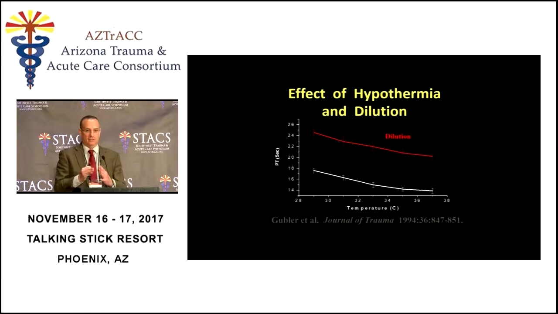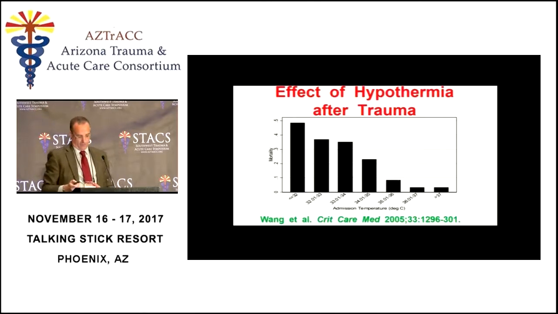What you see here is at about 35 degrees Celsius, the prothrombin time starts to increase. But what if at the same time you're also diluting the sample? You see the red line there, the combination of the effects of dilution and hypothermia. When you get less than 35, you see essentially an anticoagulated patient. The prothrombin time is very high. Remember, they are already coagulopathic from the injury, and you're just making it worse.